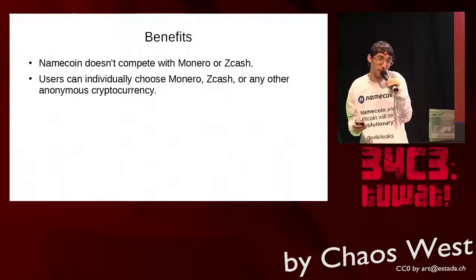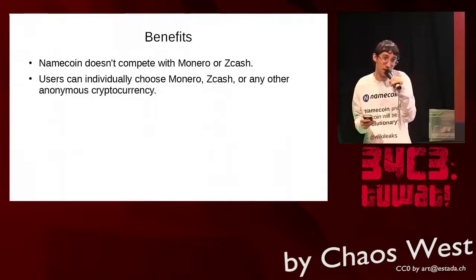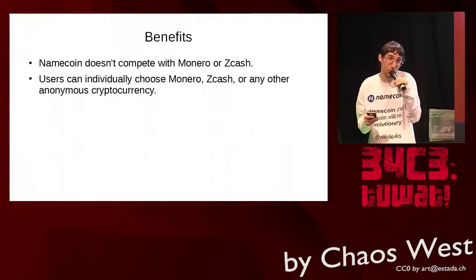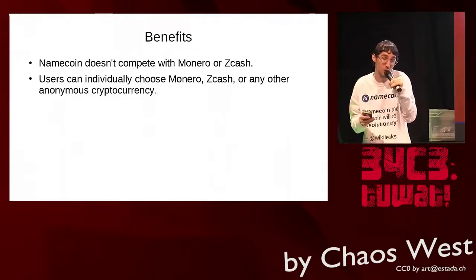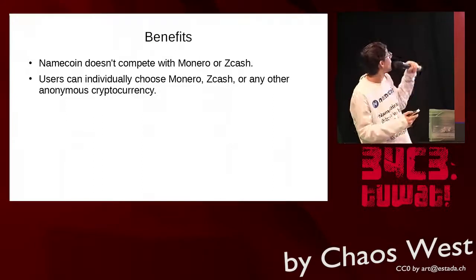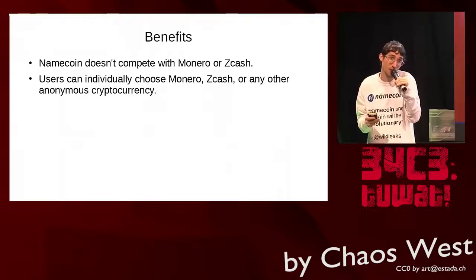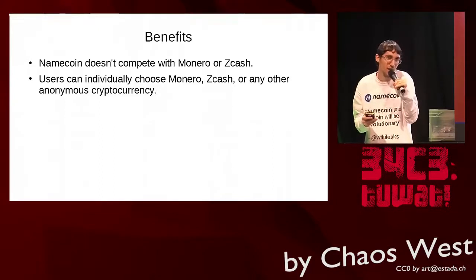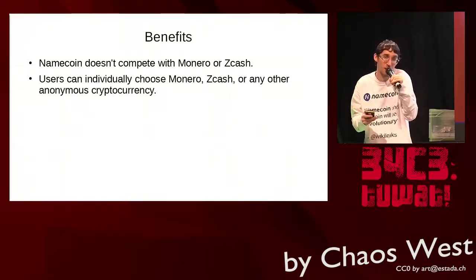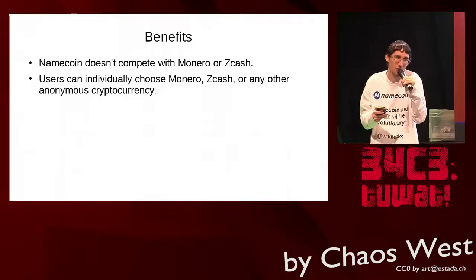So this has a lot of benefits. For one thing, it means that Namecoin is not competing with Monero or Zcash. You have to use Monero or Zcash or some other anonymous currency to do this. So that eliminates any problems with competition. The users have the choice of what anonymous blockchain they can use. They can use Monero, they can use Zcash. If they're really adventurous, they can just use bitcoins that were mixed through CoinJoin over and over. Or maybe even a centralized mixer if you're really not worried about having all your coins stolen.